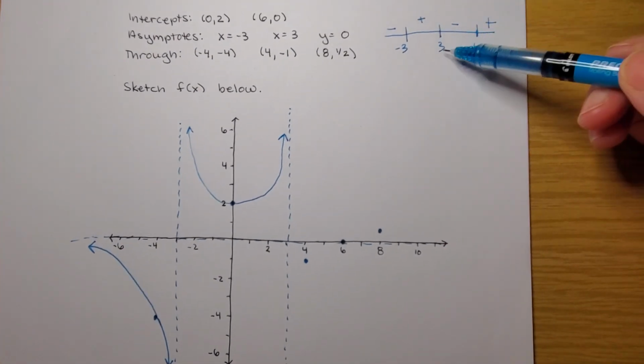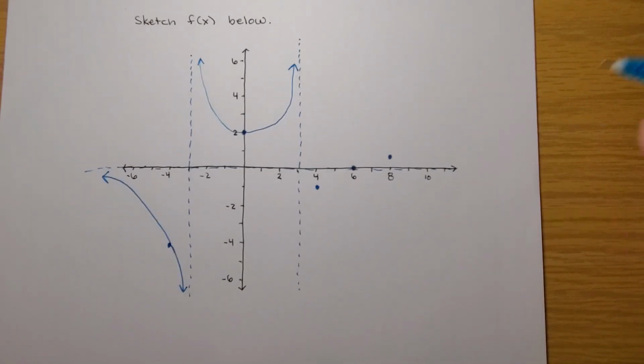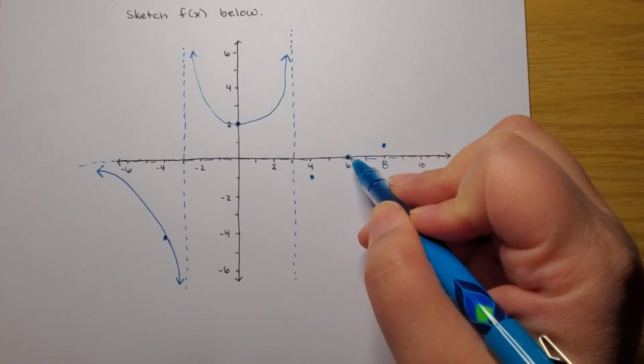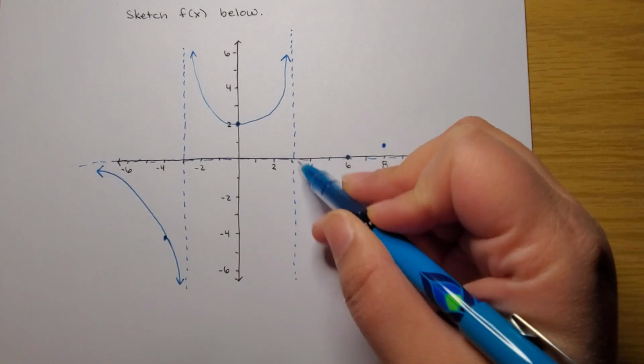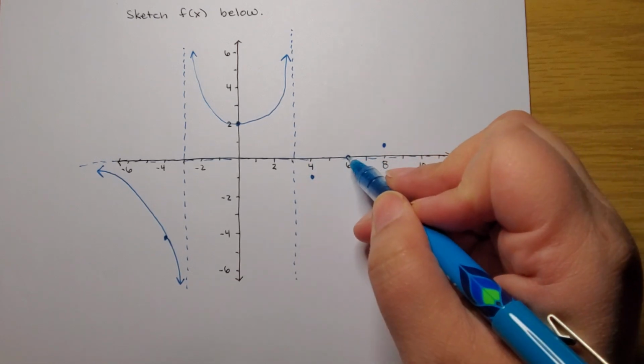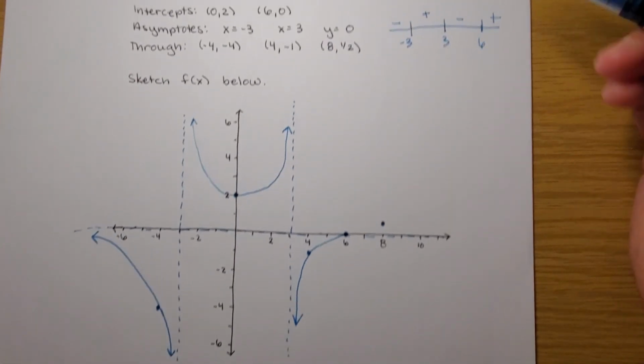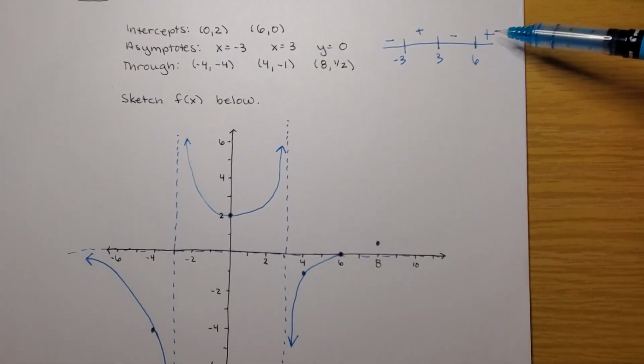Then between 3 and 6, it's negative. And we have this point here that helps us to graph. So I know from 6, it's going to connect down here. We can't cross the vertical asymptote, so it's going to get closer to that. And then after 6, it's positive.